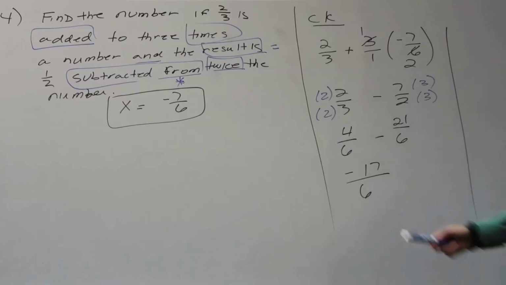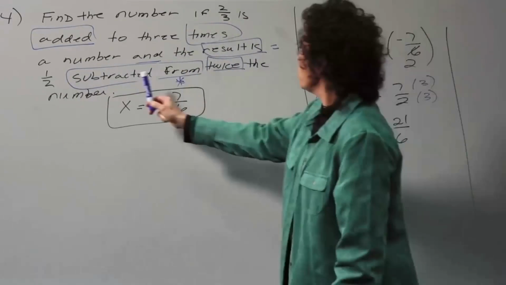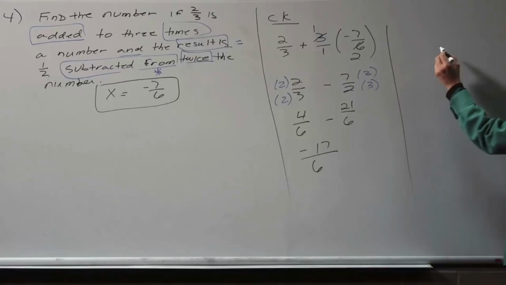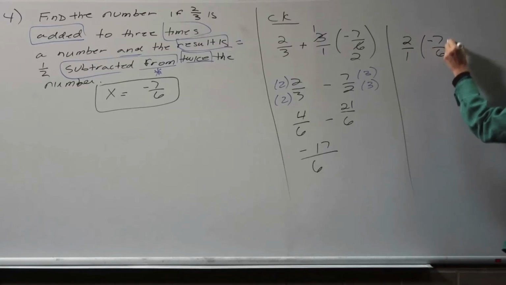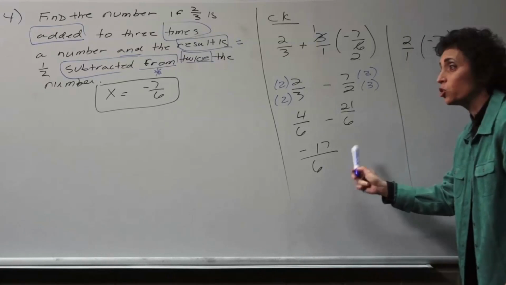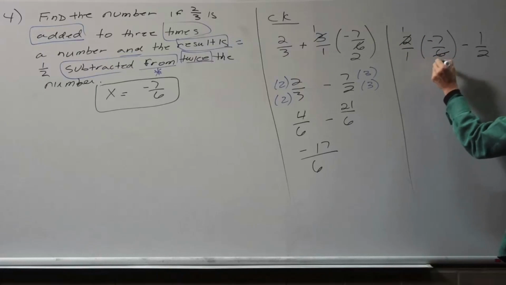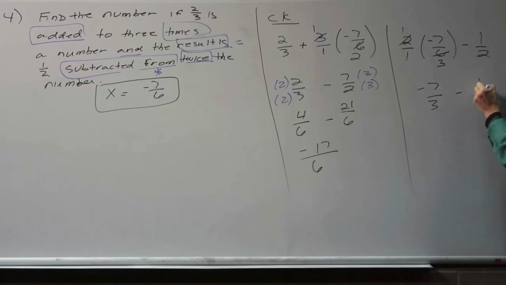Now, it says, and the result is, okay, that result is 1/2 subtracted from twice the number. So let's do 1/2 subtracted from twice the number. So we have to do twice the number, and we have to subtract 1/2. If that comes out to be negative 17/6, we are correct. Drum roll. Okay, I'm only kidding. All right. 2 goes into 2 once, 2 goes into 6 3 times. That's negative 7/3 minus 1/2. We need a common denominator. Again, it's 6.